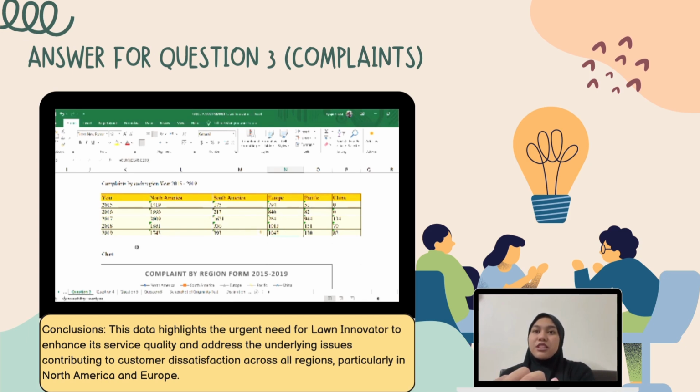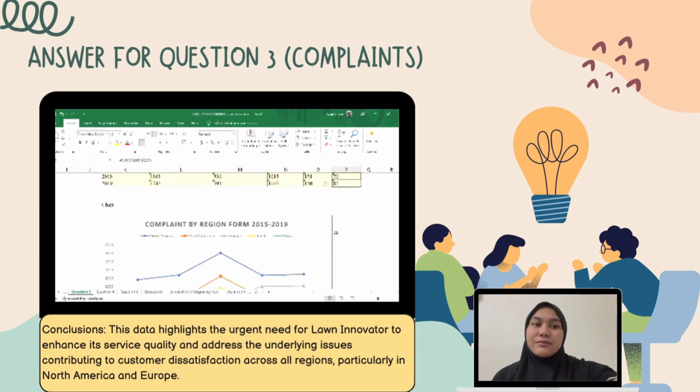The Pacific Rim region has relatively high complaint numbers, peaking at 944 in 2017 but remaining stable thereafter. China, while reporting the fewest complaints overall, still indicates a need for attention with a total of 82 complaints in 2019. This data highlights the urgent need for Loan Innovator to enhance its service quality.